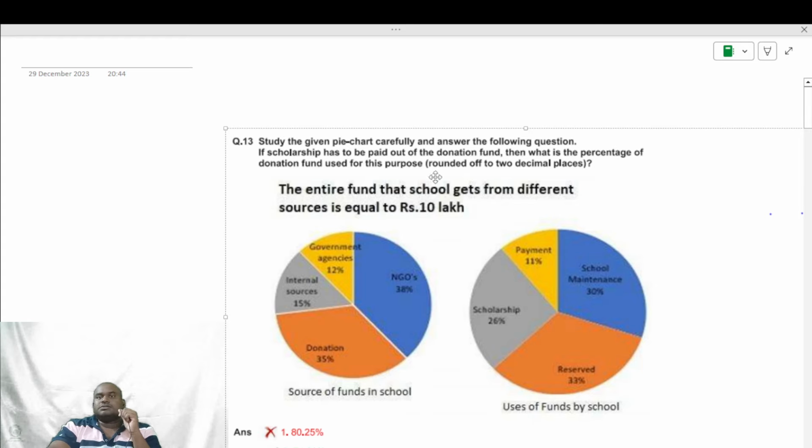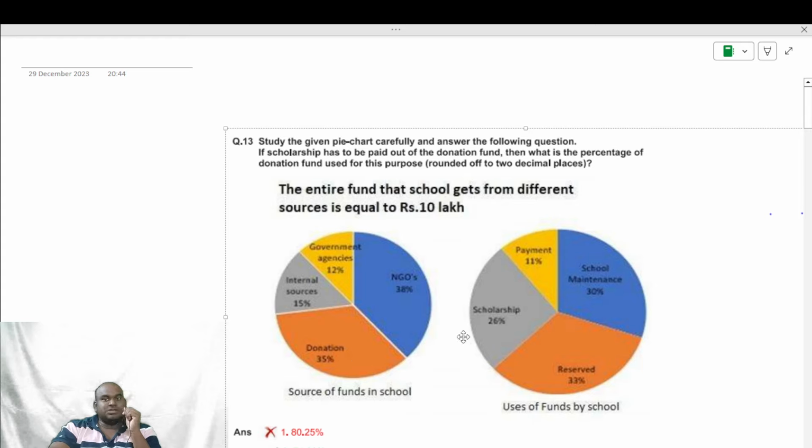What is he asking, what is the percentage of donation fund used for this purpose? Okay, uses of funds by school. Scholarship has to be paid out of the donation. For scholarship they are spending 26% out of this 10 lakh. If you add all these things, that is also 10 lakhs. So in this 10 lakh, 26% is for scholarship. And here 35% they are getting as donation.